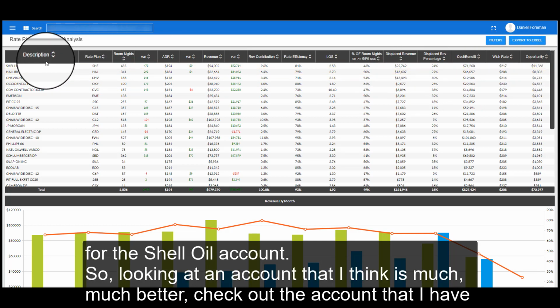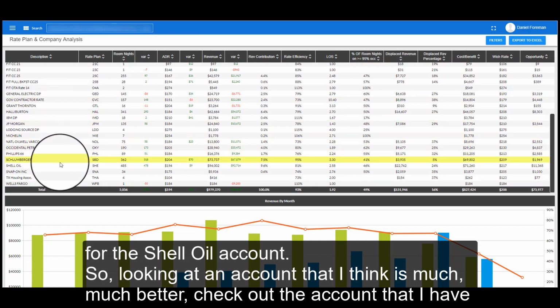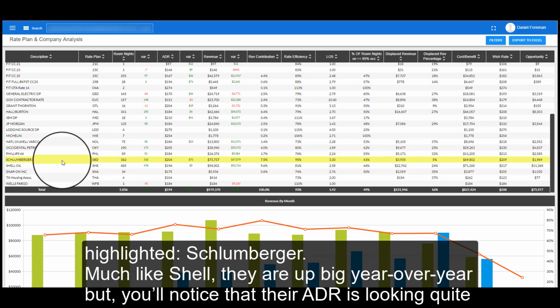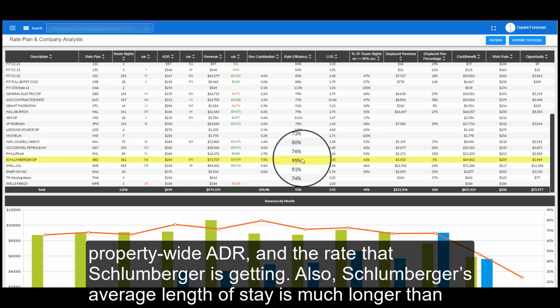So taking a look at an account that I think is much, much better, I do have one picked out here, and it's going to be this account here that I have highlighted. So this Schlumberger account. Much like Shell, they're up really big year over year, but you'll notice that their ADR is looking pretty strong. Their current ADR is $204, so that's leading to a much higher rate efficiency. Their rate efficiency is 95%, so there's really not much of a big disconnect between our property-wide ADR and the rate that Schlumberger is getting.